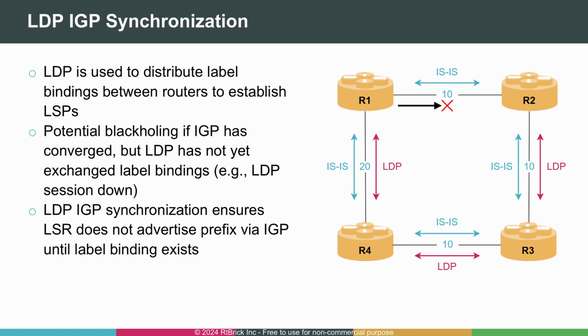In the example shown on the right, all routers have established ISIS adjacencies and exchanged IP reachability information. From the IGP's perspective, the optimal path from R1 to R3 is via R2 due to lower path costs. However, due to a missing or inactive LDP session between R1 and R2, R1 cannot forward MPLS traffic to R3 via R2. LDP-IGP synchronization solves this by delaying the IGP route advertisement until R1 receives a valid label binding for R3's prefix. This ensures traffic follows a fully functional MPLS path and avoids forwarding issues.